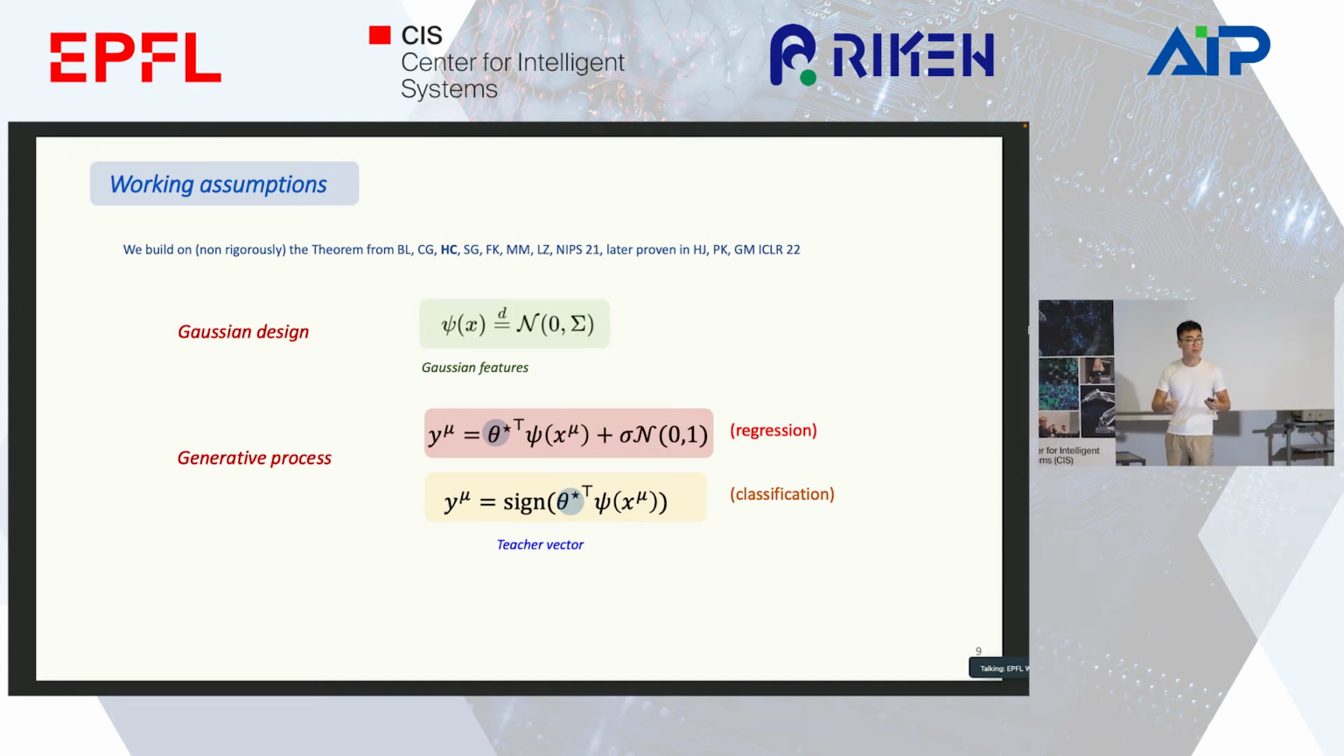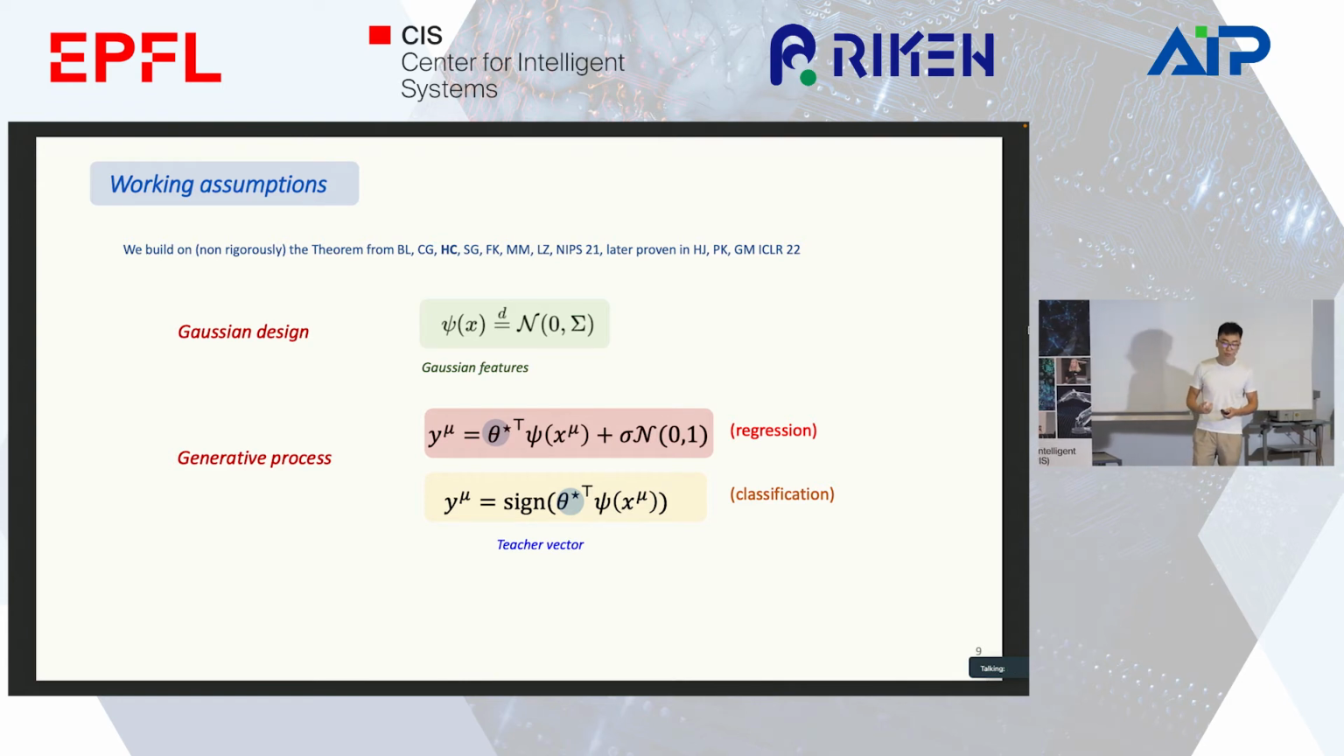The second assumption is just the generative model. I have to tell you how the labels are created, right? So we'll assume that the kernel is expressive enough so that the labels are just a linear combination of the features.